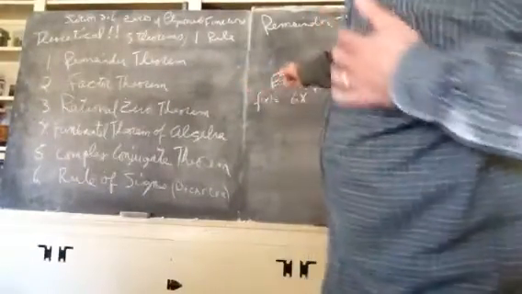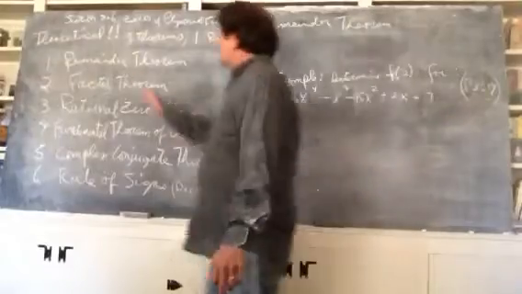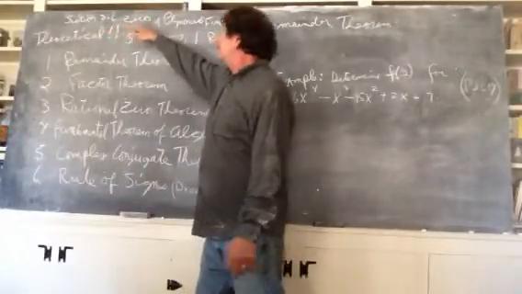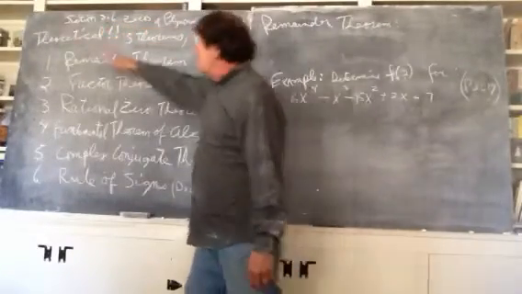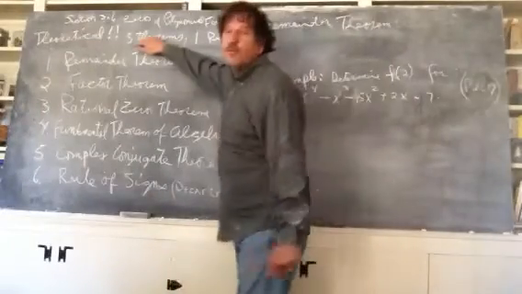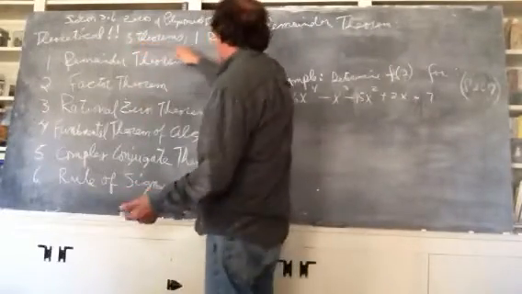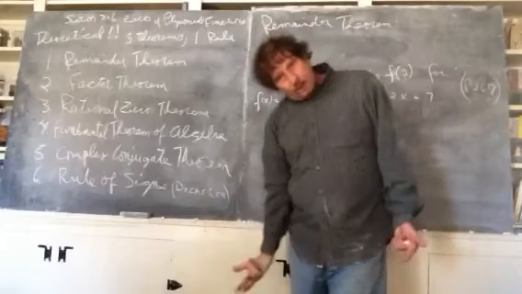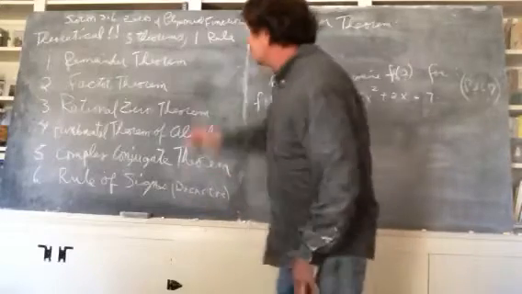You notice we have busy boards here in the beginning. We're doing section 3.6, zeros of polynomial functions. It's very theoretical. In fact, the whole section is 5 theorems and 1 rule, which we're going to talk about in this video.